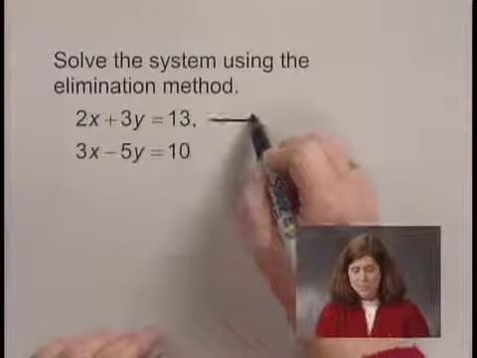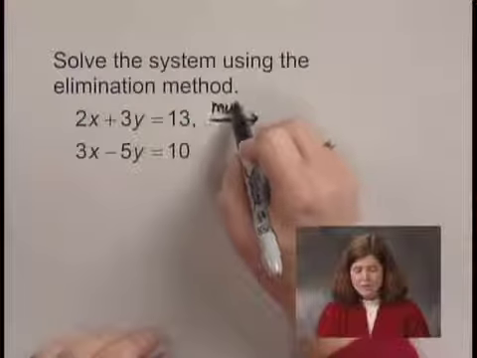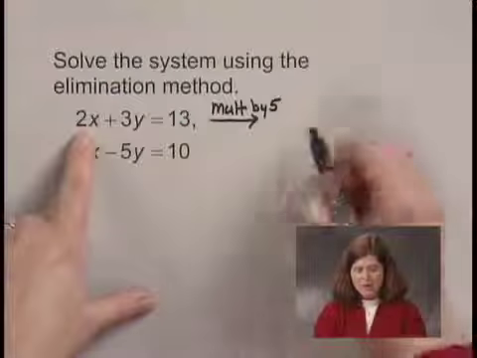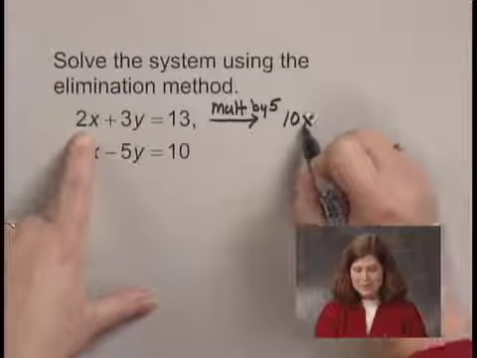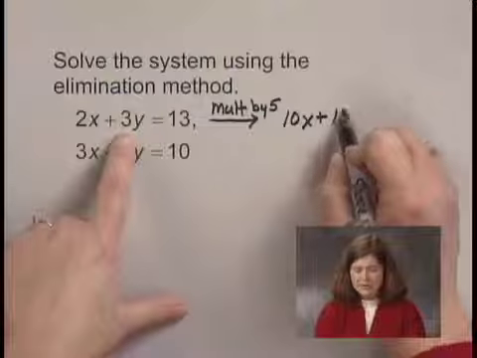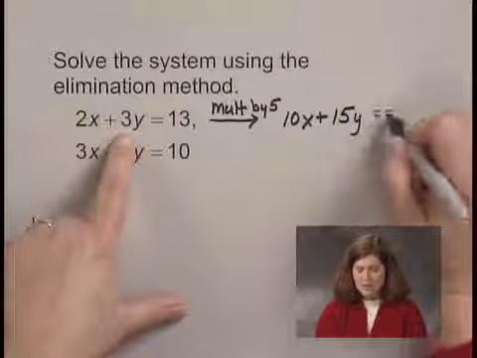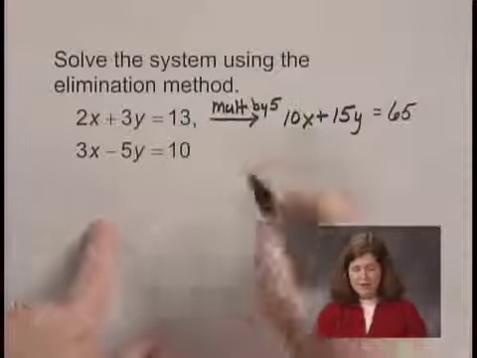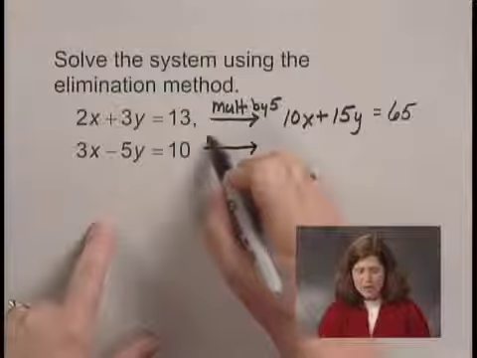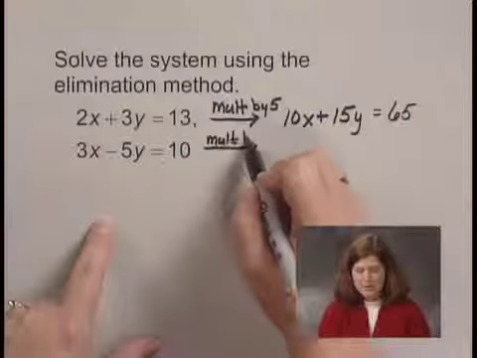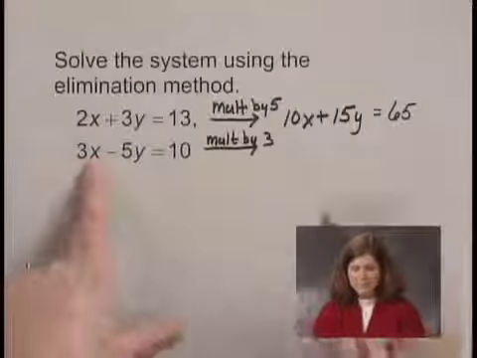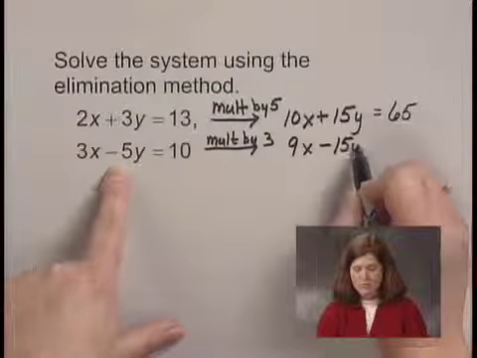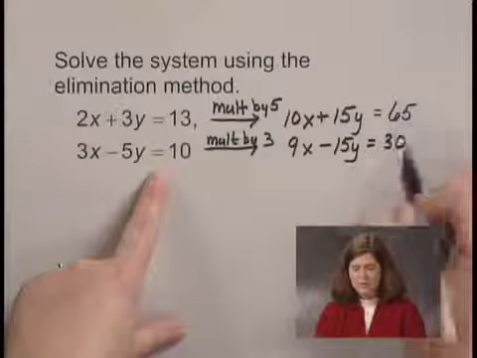So I multiply the first equation by 5. 5 times 2x is 10x plus 15y equals 65, multiplying each term by 5. The second equation I will multiply by 3. I would have 9x minus 15y equals 30.